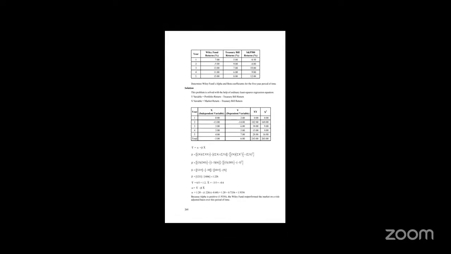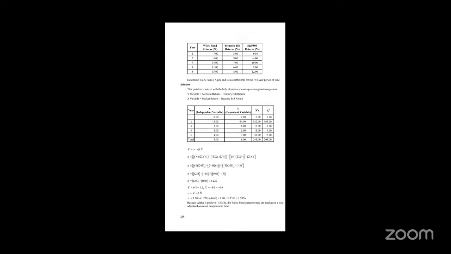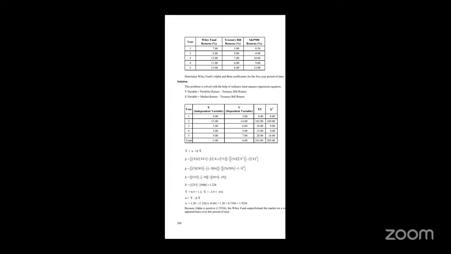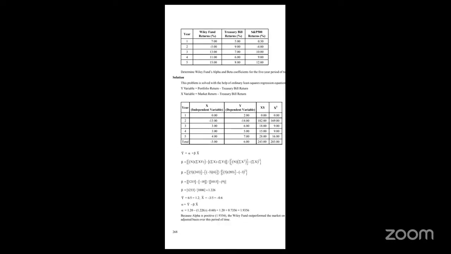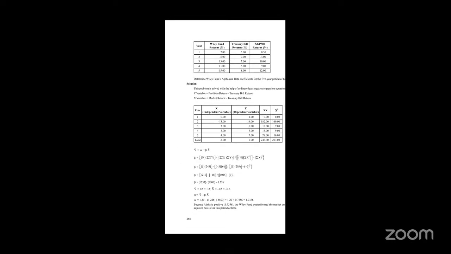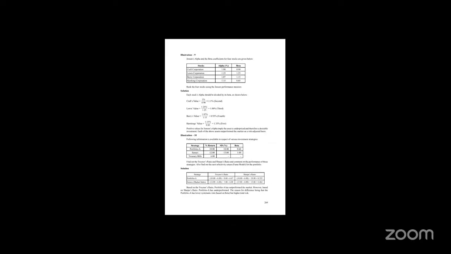After calculating this, we apply the values in the beta formula. After that, we get the alpha and beta values. Beta is 1.26 and alpha is 1.93. Here we got the alpha as positive, and the Wiley fund's risk-adjusted performance on the portfolio over the period of time is positive. The higher the beta, the higher the risk of the security; higher will be the risk for the beta coefficient.